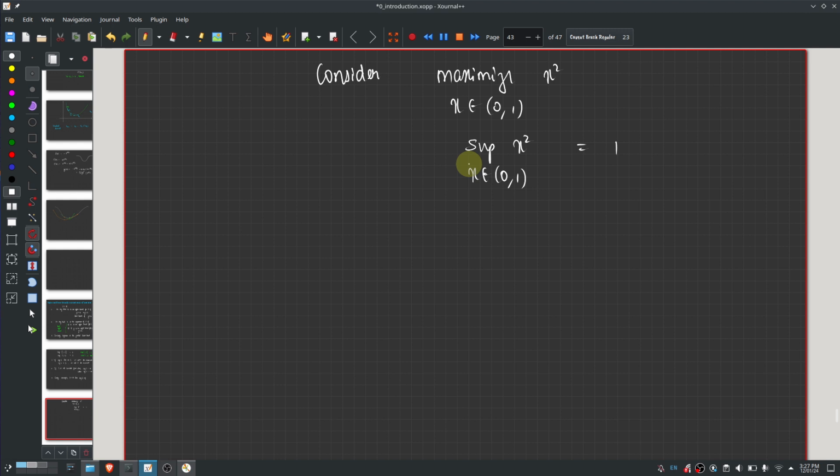That is why just because some optimization problem is feasible, that is the constraints can be satisfied, does not mean that it has a well-defined optimizer. The maximum or minimum may not exist. But if you slightly relax the problem of just asking the supremum or the infimum, then that may exist.